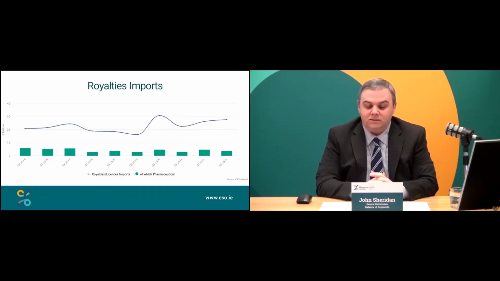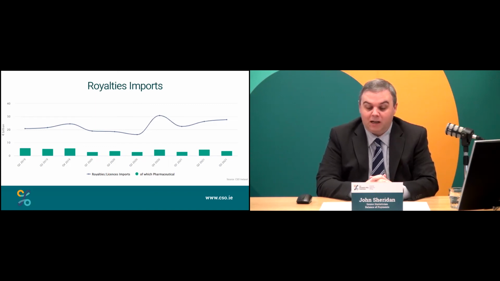Looking at these royalties imports in a bit more detail, the blue line gives us total royalty imports, while the green bar gives us the amount of royalty imports related to the pharma sector. And most of the difference between the two is related to the ICT sector. So we can see that there's been a quarter-on-quarter decrease in pharmaceutical royalty imports, but a year-on-year increase.